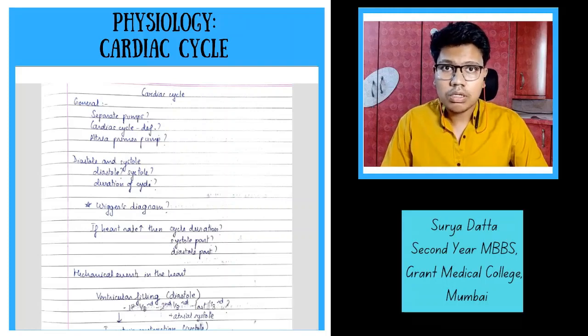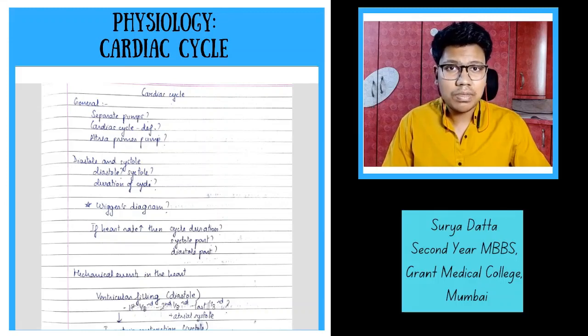Hello, everyone. So today we're going to look at a topic that's deceptively easy. But the point is that this topic, the cardiac cycle, which is one of the main topics in cardiovascular physiology, is so ridiculously easy. And it's very easy to understand and reproduce on paper. But most of us mess up some place or the other.